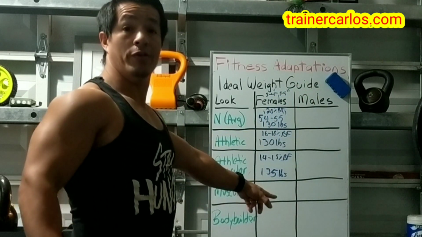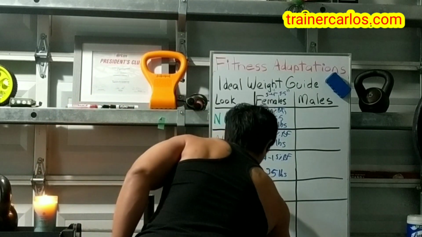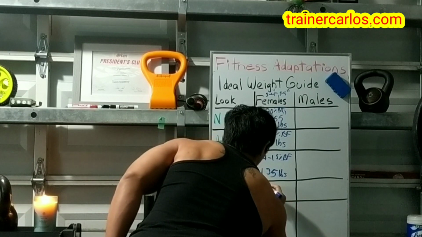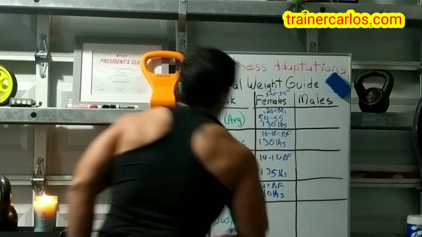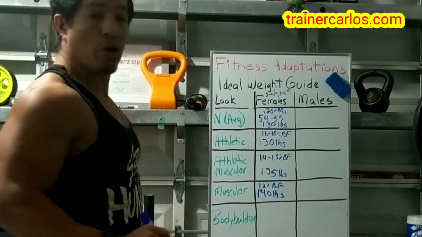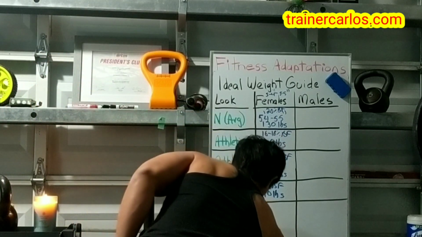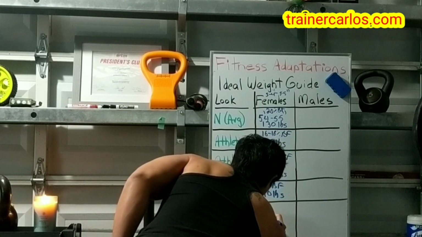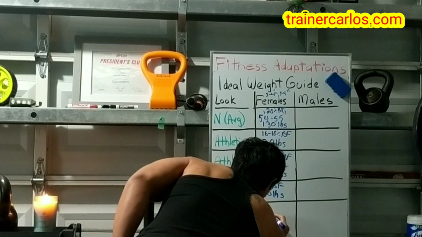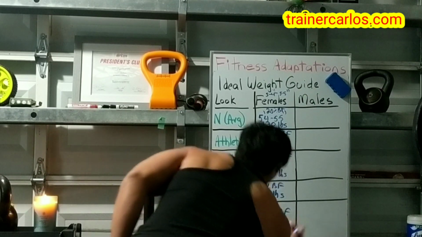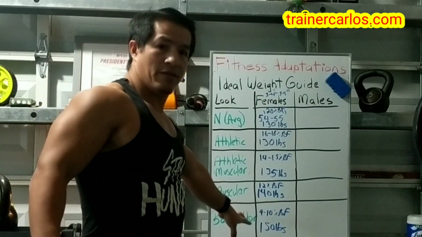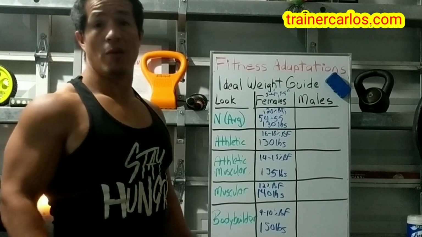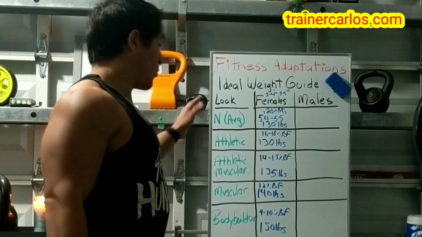Now if you want to be muscular, you're going to be about 140 pounds and about 12% body fat. And if you want to look like a bodybuilder, I'm going to say about 150 pounds and about, let's say, 9 to 10% body fat. And this is going to be off season. You're not going to compete at 9 to 10% body fat. Most competitive women in bodybuilding are much lower than that.